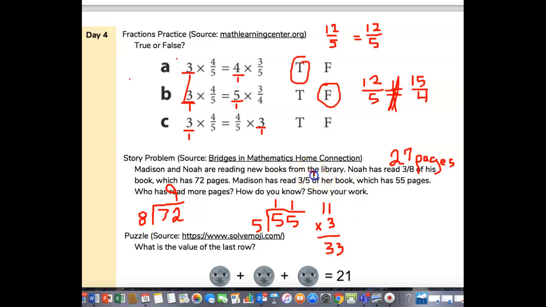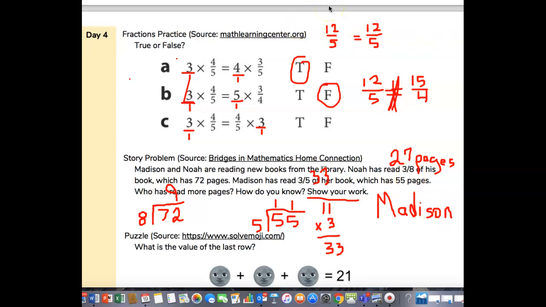She has read 33. So now the question is, well, number 1, show your work. We just did. And then who has read more pages? You don't put 33 here. It says who, so you have to answer with Madison. All right, I hope that helps you.